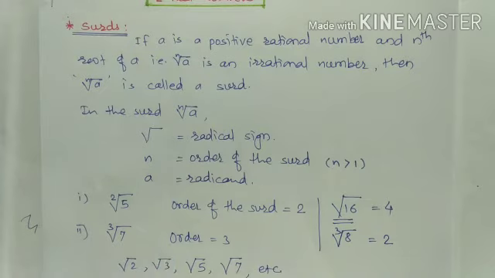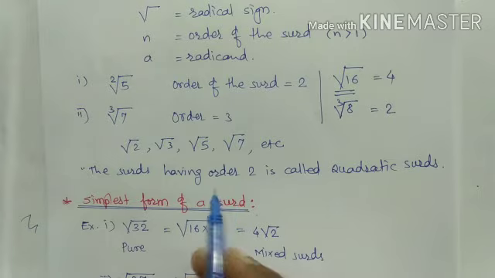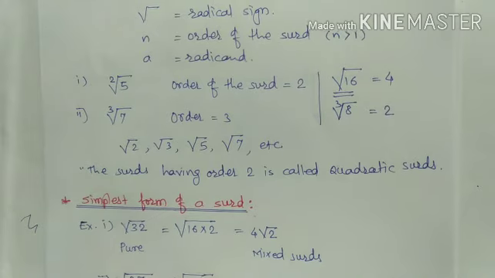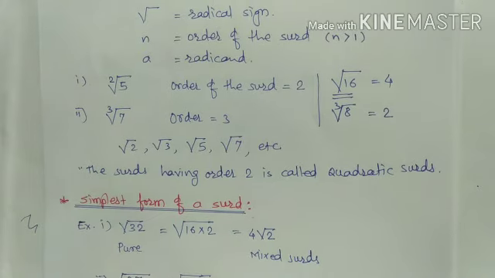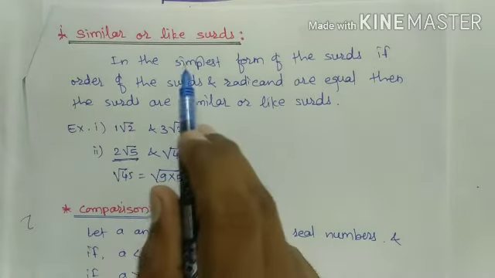Now in this standard we are going to study about only the surds having order 2, that is the quadratic surds. या quadratic surdsचा अभ्यास आपण या स्टँडर्ड मध्ये करणार आहोत. त्याच्यावरचीच एक्झाम्पल्स आपण इथं सॉल्व्ह पण करणार आहोत. Then we also studied about the simplest form of the surd. Then the similar surds or like surds.